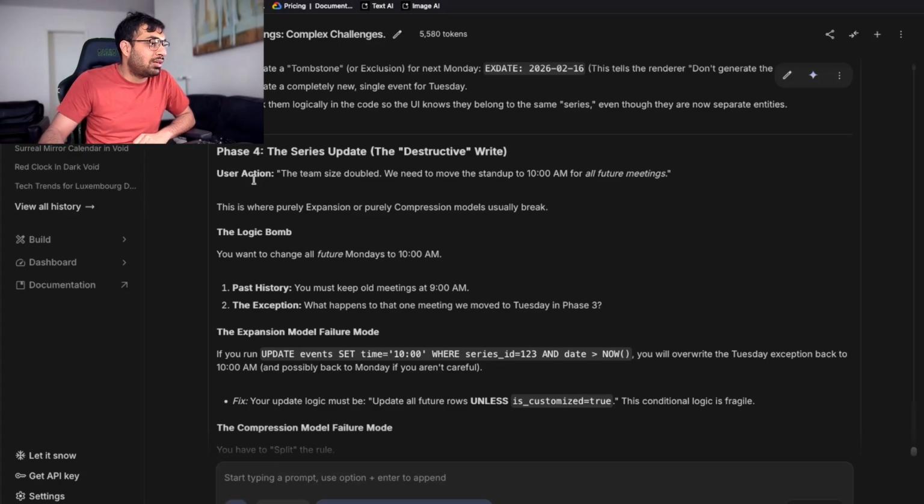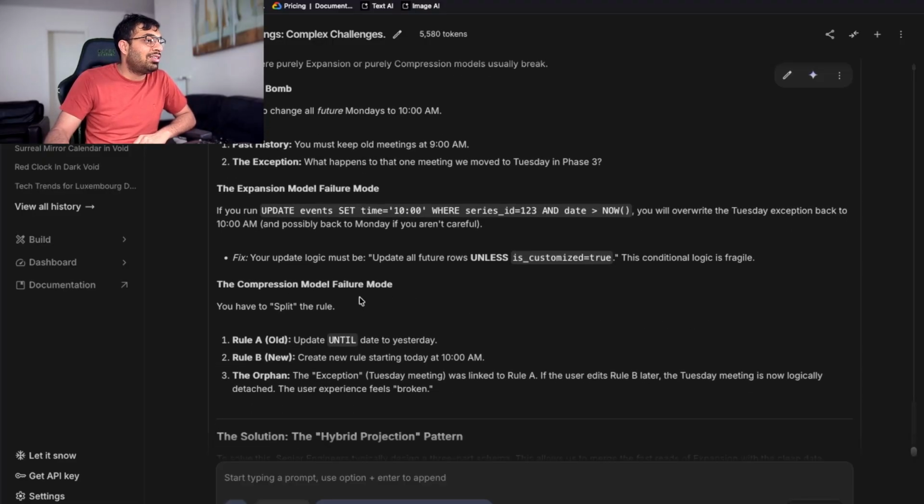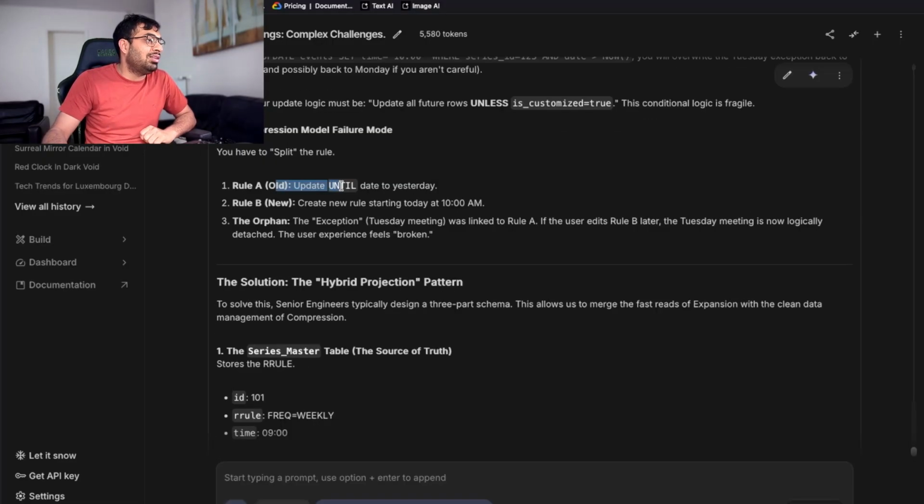Actually, the expansion based model is a trouble because you have this date, the exception that we had discussed before, and the compression based model is basically you have to somehow again fit the things into the rule, right? So fitting the things into the rule is, I think, the biggest problem that's coming out on the compression based approach.